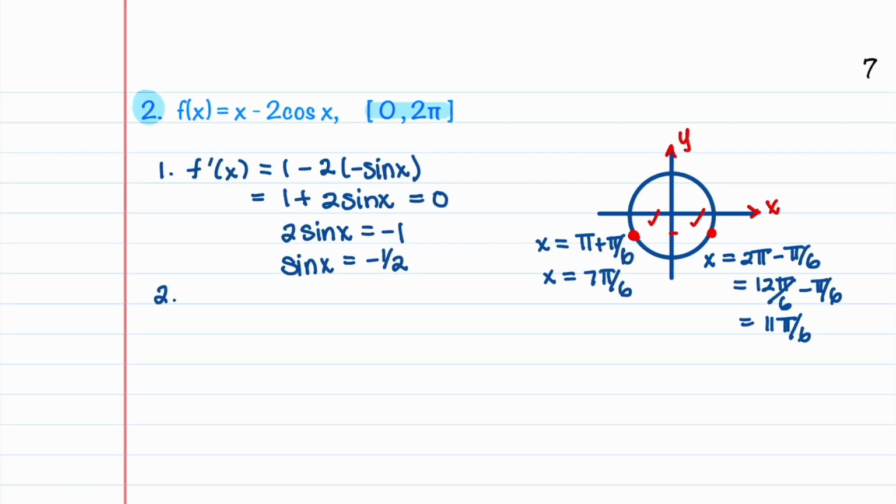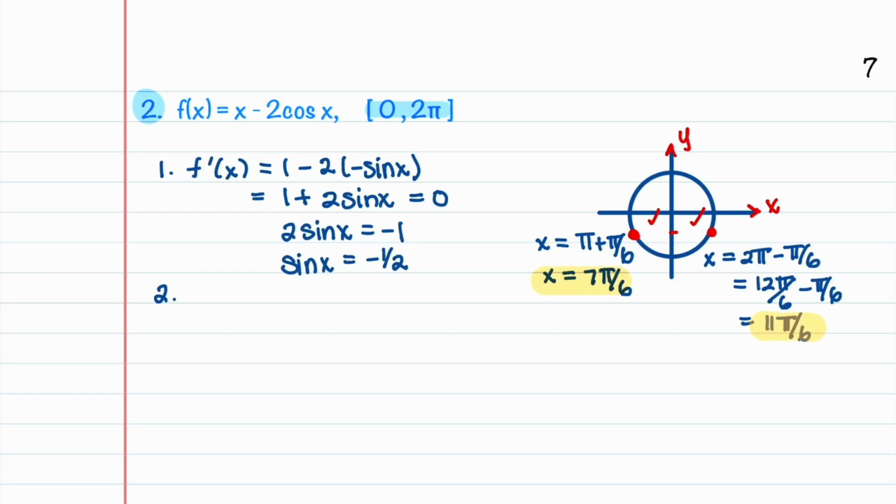Our second step is to check if these two values, this one and this one, are within our interval from 0 to 2 pi. Well, we picked them so that they were, so we actually don't have to do anything for this step. So let's just put that this step is done. So our critical numbers are 7 pi over 6 and 11 pi over 6. Our third step is to compute our function at the critical numbers and the endpoints. So we have 4 points to compute. Let's do the critical numbers first.